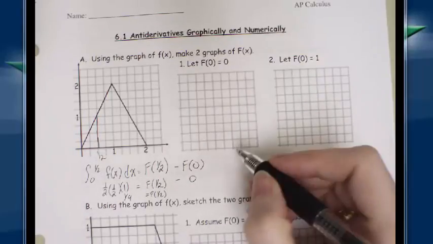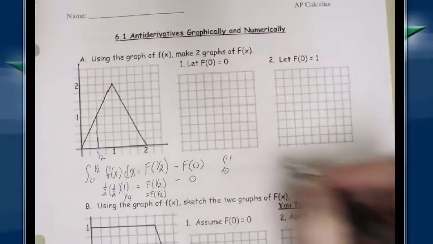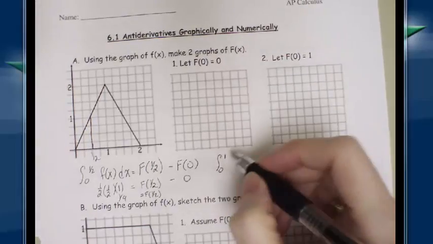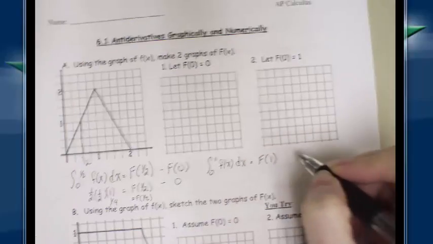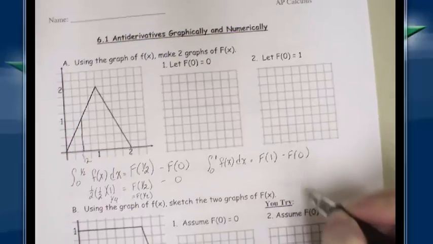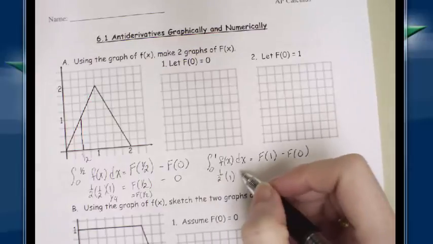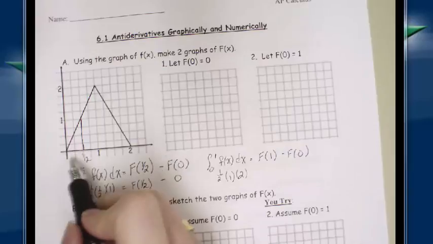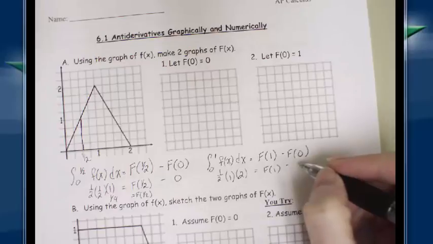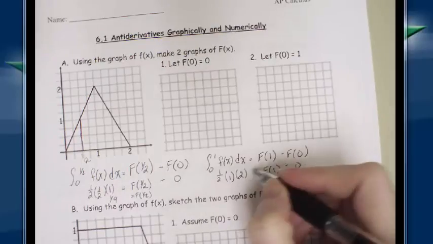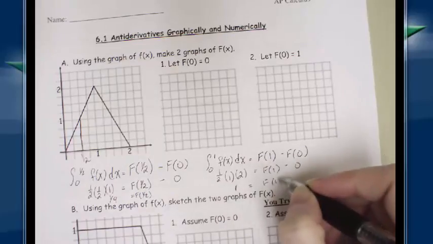All right, going up to 1 here, we'll go 0 to 1. Could I have gone 1 half to 1? You betcha. Fundamental theorem says that is F of 1 minus F of 0. So the area now is 1 half times 1 times 2. Base of 1, height of 2. F of 1 is the big question, minus F of 0 we know to be 0. So the 2's cancel out. This is 1. And I have F of 1.